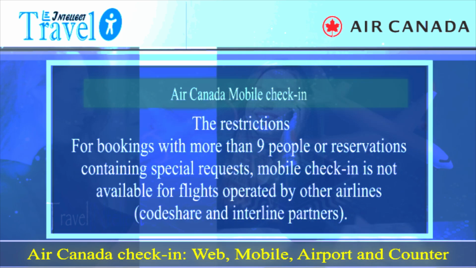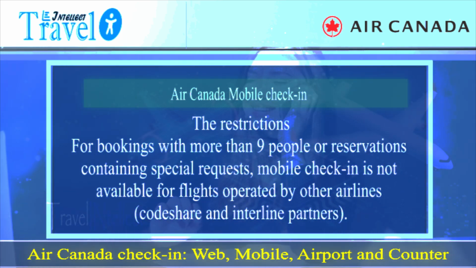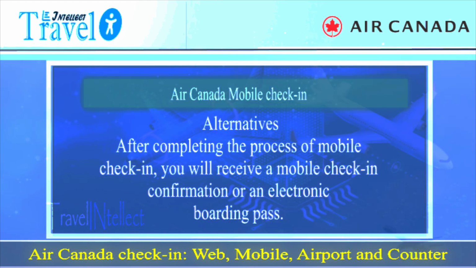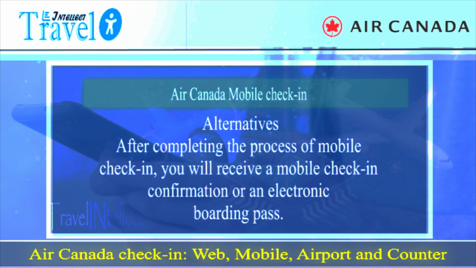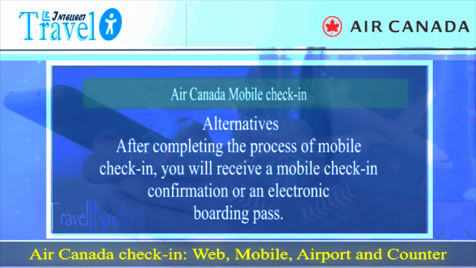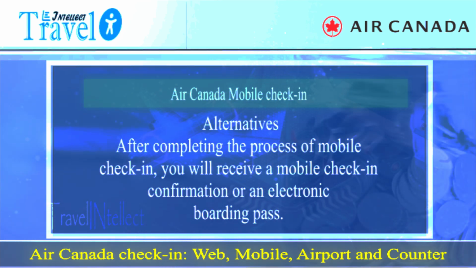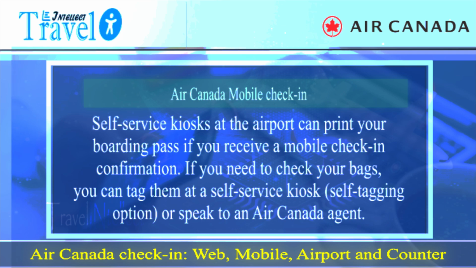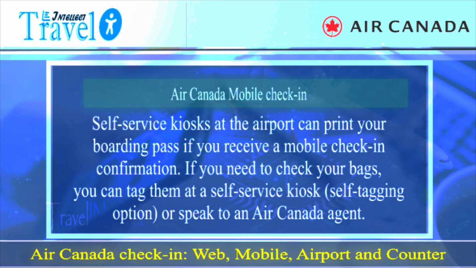The restrictions: for bookings with more than 9 people or reservations containing special requests, mobile check-in is not available, nor for flights operated by other airlines, code-share and interline partners. Alternatives: after completing mobile check-in, you will receive a mobile check-in confirmation or an electronic boarding pass. Self-service kiosks at the airport can print your boarding pass if you receive a mobile check-in confirmation.